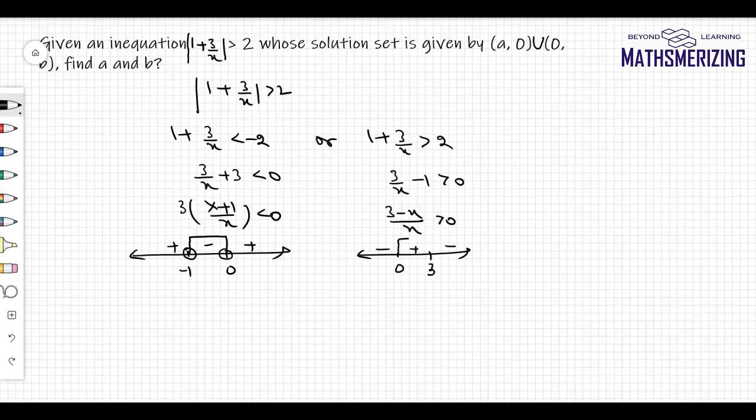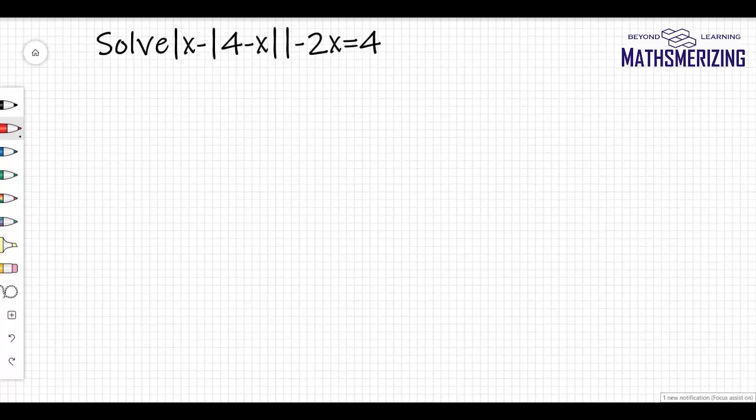So here I'll get x should lie between 0 and 3. Because it is an OR sign, the answer to this question is x belongs to (-1, 0) union (0, 3), which gives the value of a as minus 1 and the value of b as 3. Now the equation given here is mod x minus mod of 4 minus x minus 2x is equal to 4.